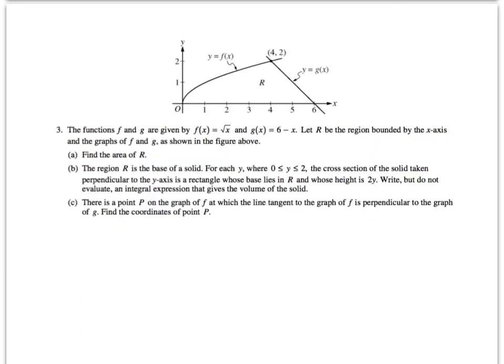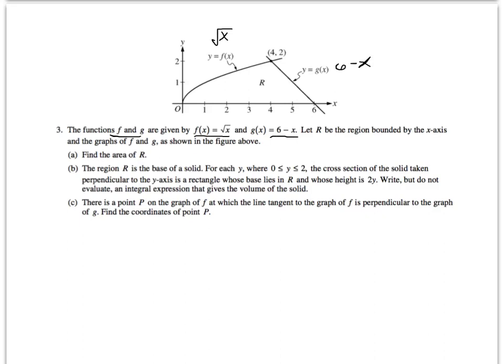Well, this is the solution for number 3 of our practice test. In this problem, you can see that we're given the graphical approach, and we're given two functions, f and g. So f is the square root of x, and g of x is 6 minus x. I'm going to go ahead and label my diagram so that I can remember that clearly. And R is the region bounded by f and g. So part A, find the area of region R.